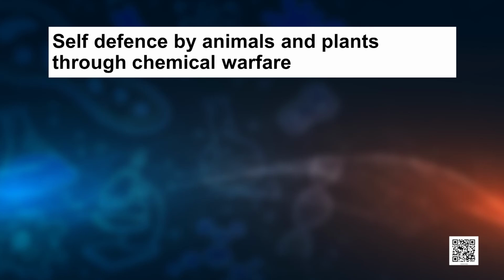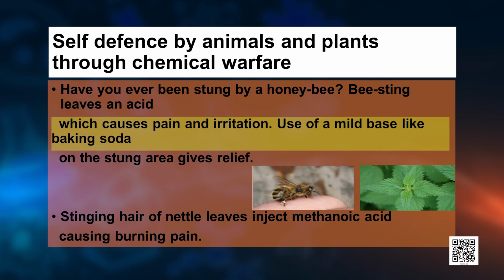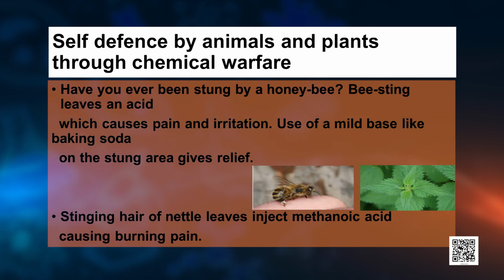You know that animals and plants also use this change of pH, and this can be used as a chemical warfare of animals. Have you ever been stung by a honeybee? A bee sting leaves an acid which causes pain and irritation. The use of a mild base like baking soda on the place where the honeybee has stung you relieves the pain. The stinging hair of nettle leaves injects methanoic acid, causing burning pain.